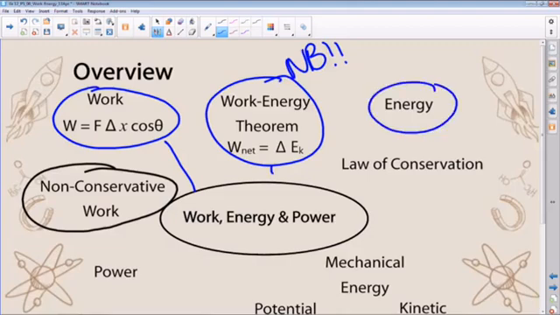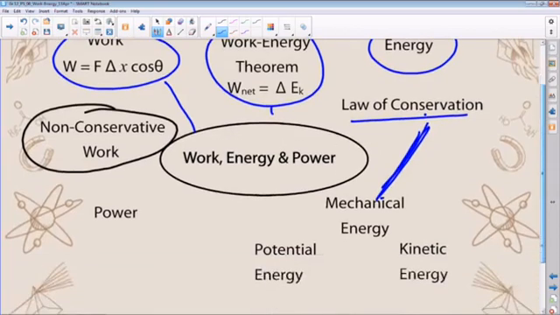Then energy is important. We're going to look at the law of conservation of mechanical energy because it's quite important. And we're going to differentiate between normal energy and mechanical energy, remembering that mechanical energy is both kinetic and potential. And non-conservative forces and non-conservative work have a lot to do with mechanical energy and whether it's conserved or not.